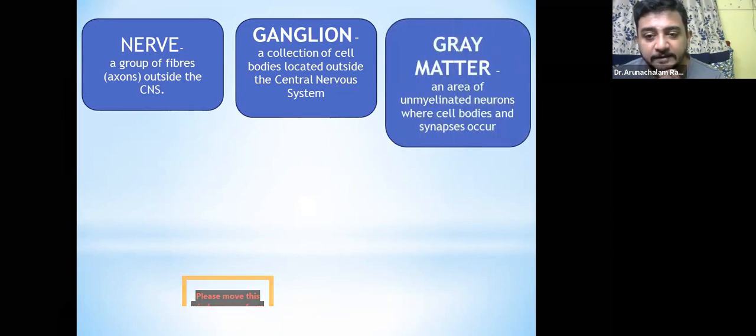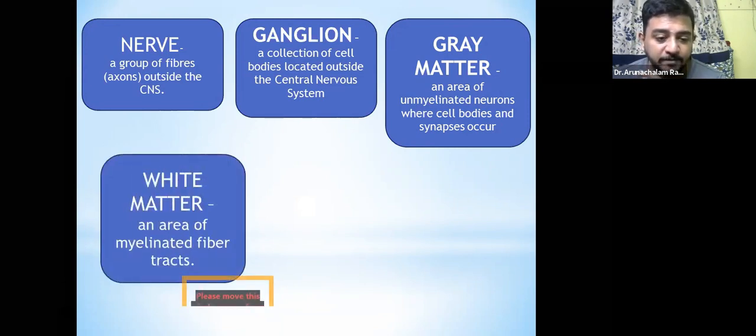Next is the gray matter and the white matter. Gray matter means there are a lot of cell bodies located. They look gray in color because of the matrix substance within the nerve cells. And white matter looks very white. It carries only the nerve axons, which do not have any cell bodies. They look white because of the myelin sheath, which is rich in lipid and gives a white color to these tracts.